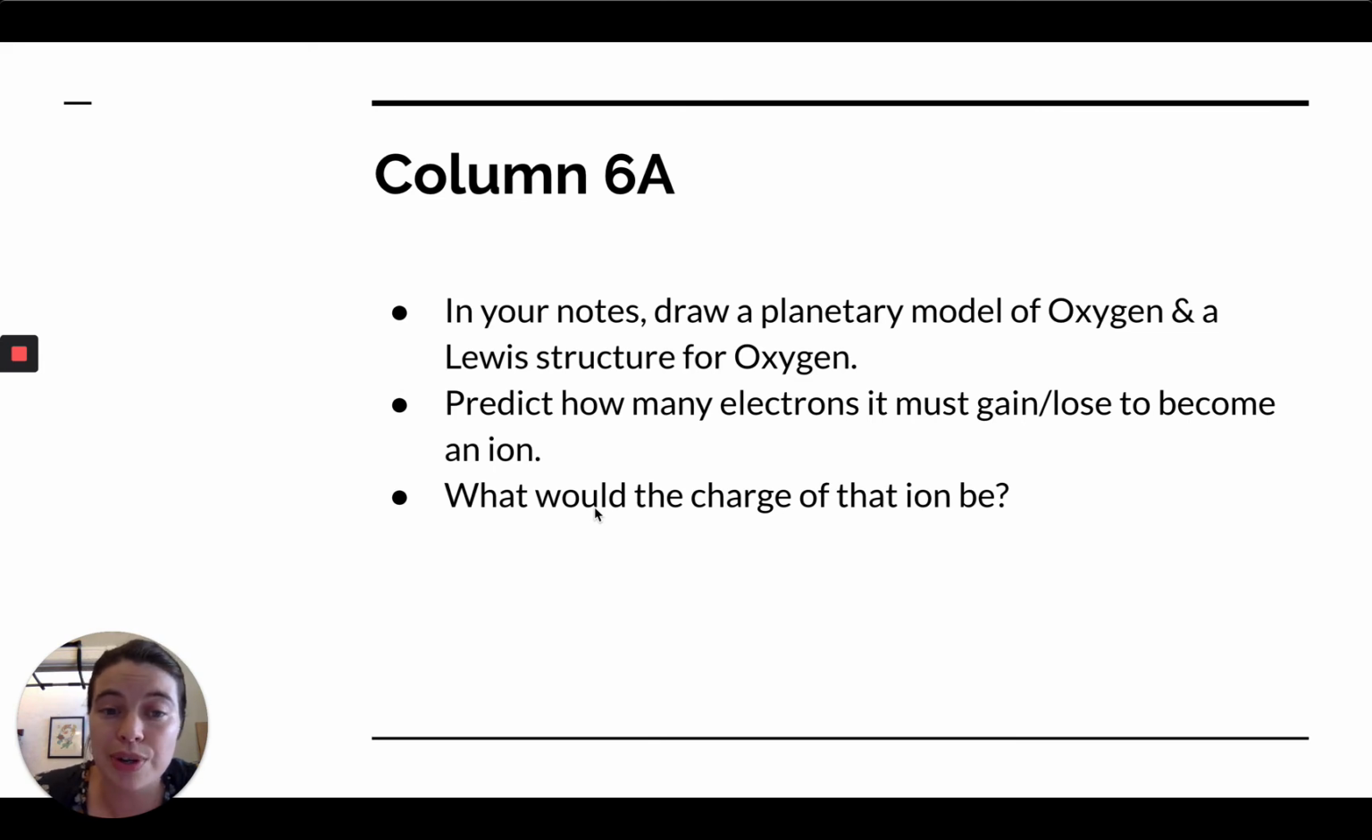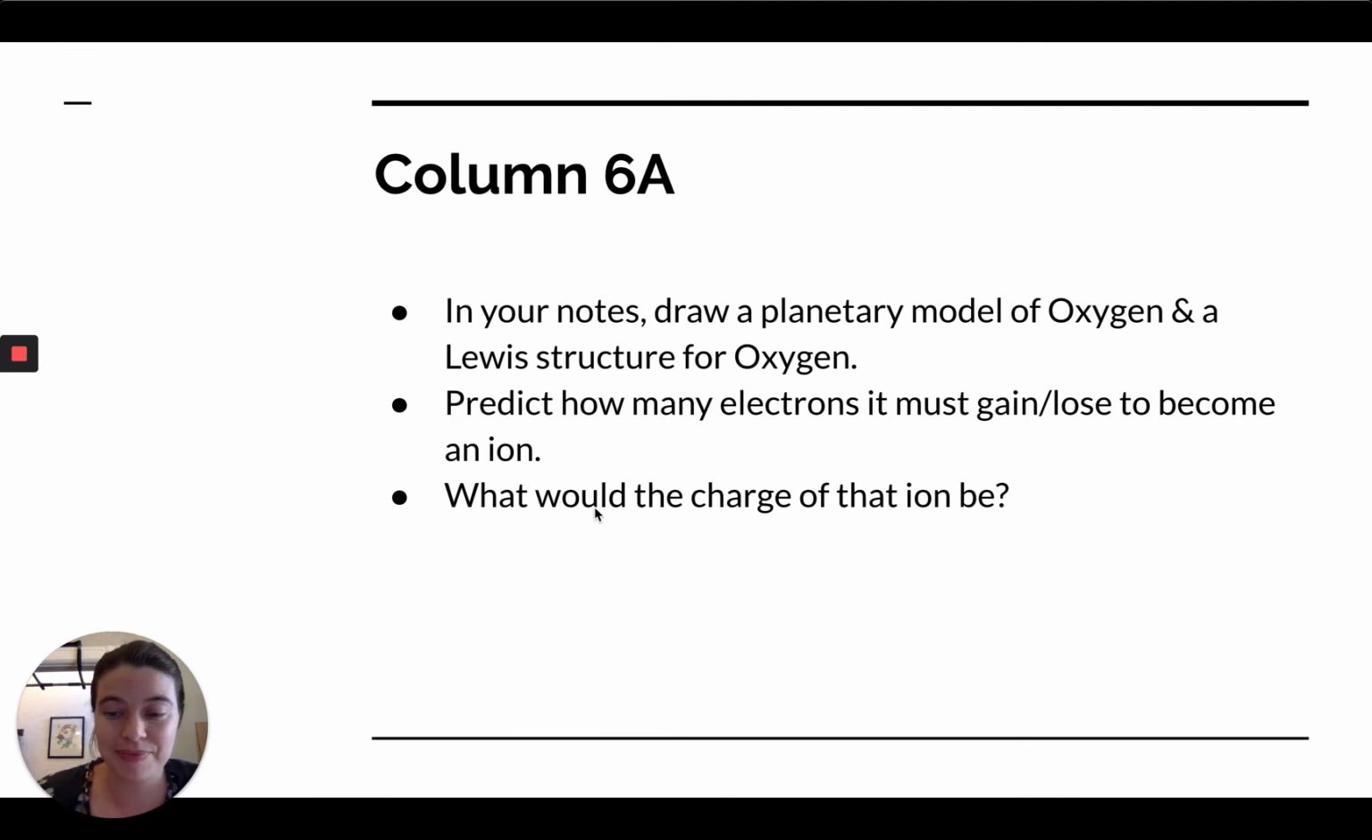You should notice that the Lewis structure is just like the planetary model, except all you have to draw is the element symbol and the valence electrons. When you do this, I want you to pay special attention. Where do you have electrons in pairs, and where do you have electrons that are solo? I also want you to think, well, how many electrons would oxygen need to gain or lose to be an ion, and predict the charge of that oxygen ion for me. So go ahead and pause the video now and hit play when you're ready to continue.